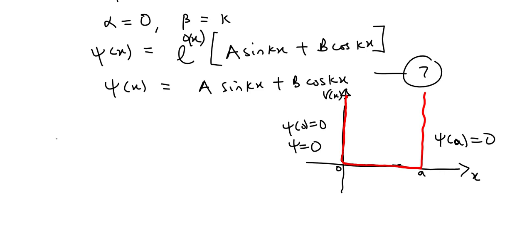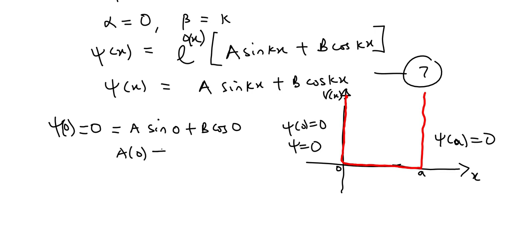So in that case we say ψ of 0 equals what? 0. ψ of 0 means when x is 0, since ψ depends on x. So it means a sine of k times 0, which is 0, plus b cos 0, and the answer is 0. Now what is sine 0? Sine 0 is 0, so a multiplied by 0 plus b multiplied by cos 0, which is 1, must be 0. A times 0 is 0, so b times 1 equals 0, which means that b equals 0.